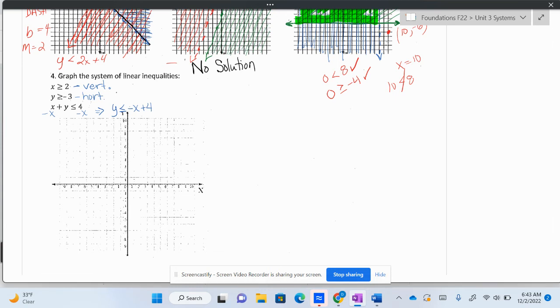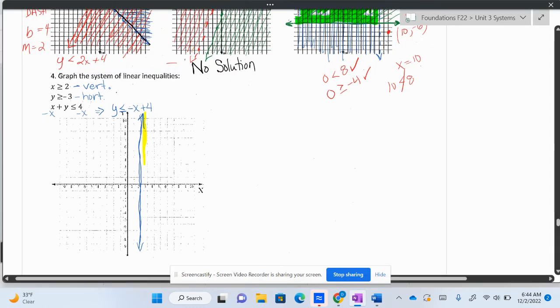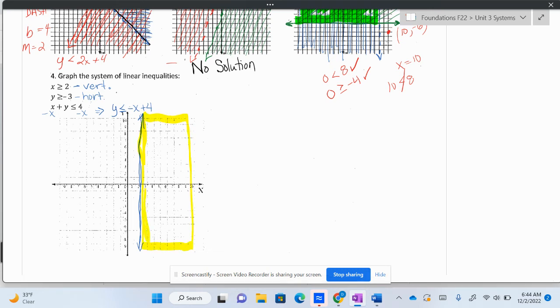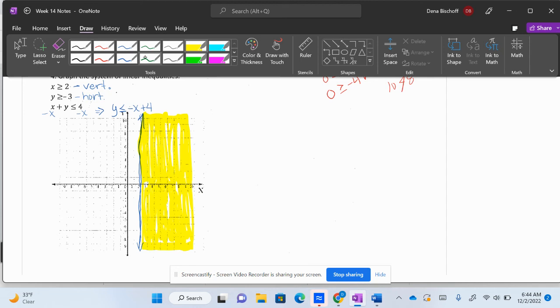So let's first graph our vertical line. x is greater than or equal to 2, so that's going to be a solid vertical line right here. And because it's greater than, I'm going to shade everything up to the right of that. I'm actually going to use the highlighter this time because something really cool happens with this one. So this is everything that is greater than or equal to the number 2 on the x-axis.